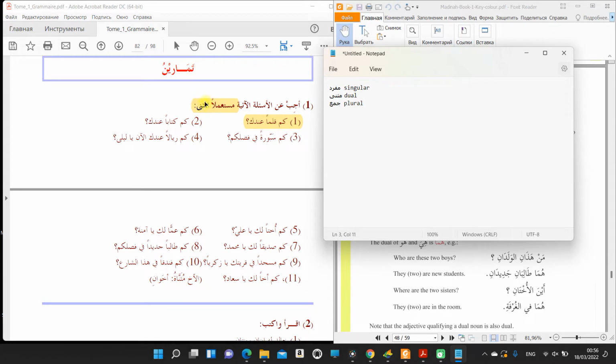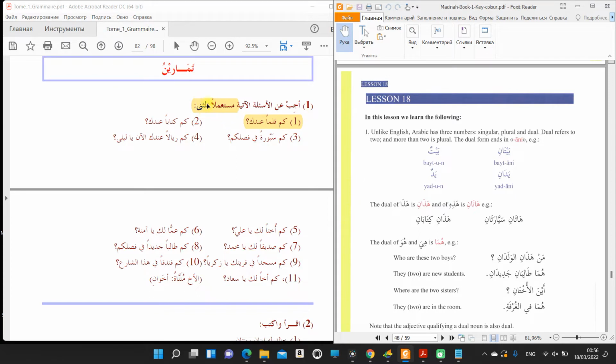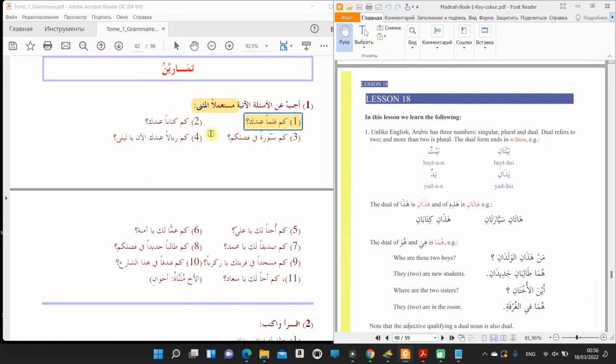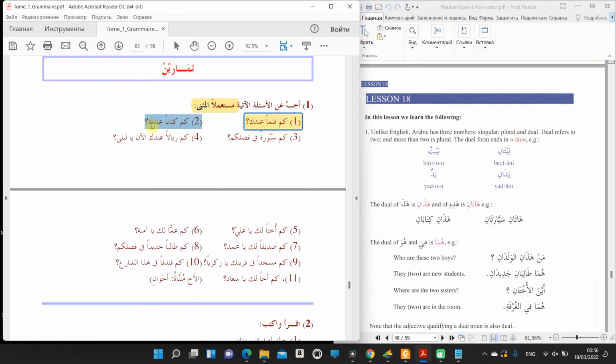So مثنى, it's dual. And they are asking us to answer the questions using the dual number. Therefore, we can't say قلم واحد. You need to say عندي قلمان. Here they are asking us كم كتابا عندك. How many books do you have? عندي كتابان. كم سبورة في فصلكم. How many سبورة, and again I've forgotten, board. How many boards do you have in your class?